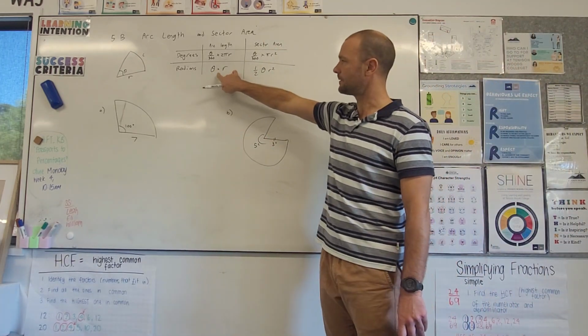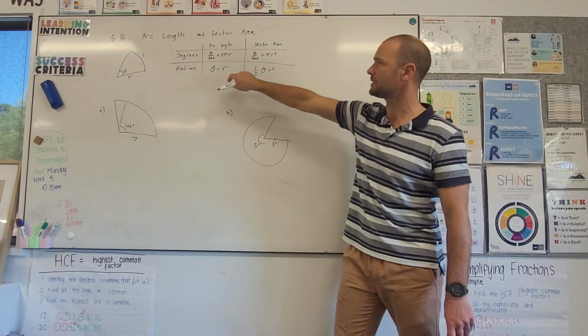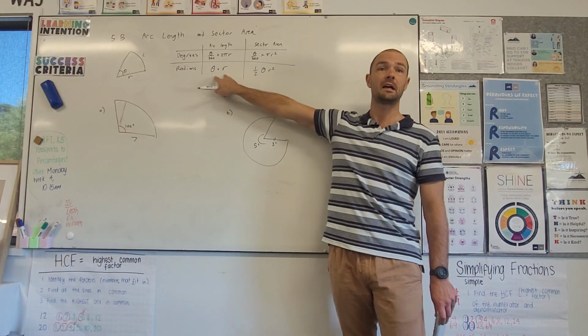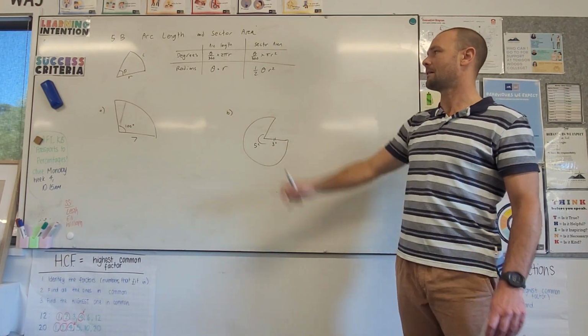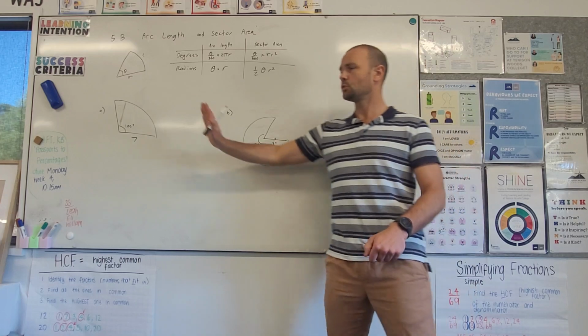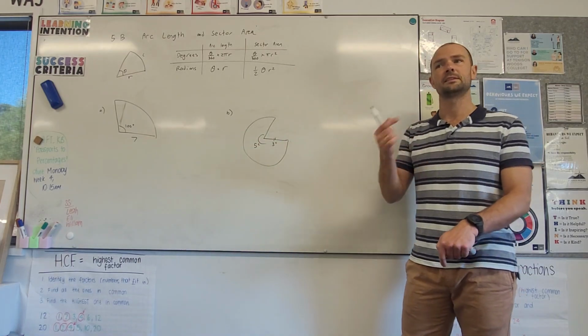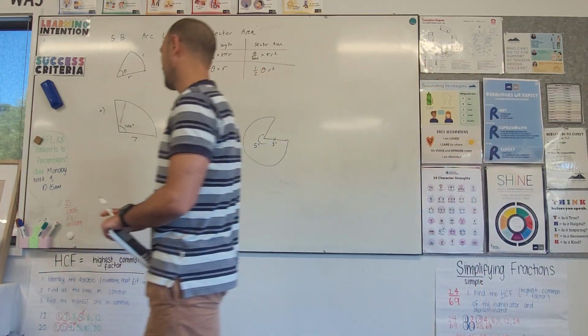In radians, if it's expressed in radians, we have 2 simple formulas. For arc length, it's just theta times r, and for area, it's half theta r squared. So we're going to do 2 problems of both, and then we'll get into some problem solving questions for you guys to have a go at.